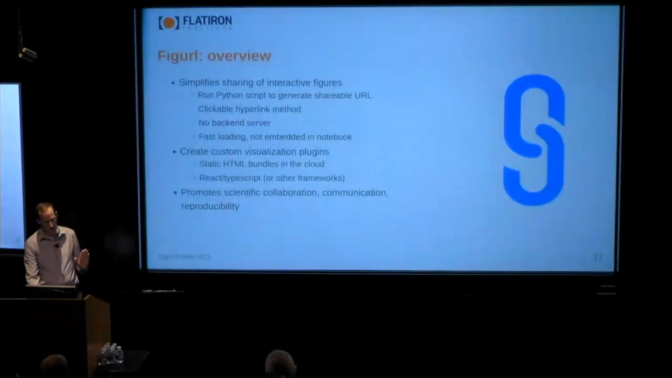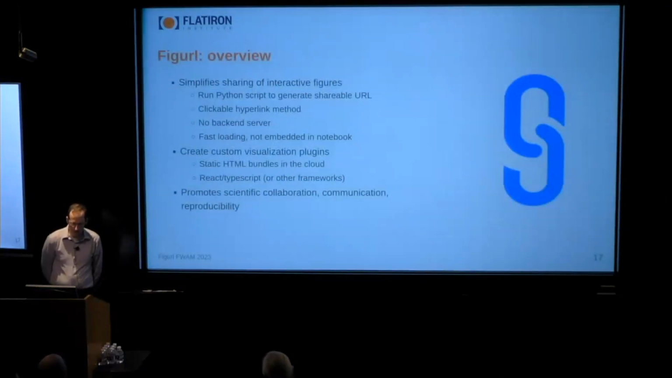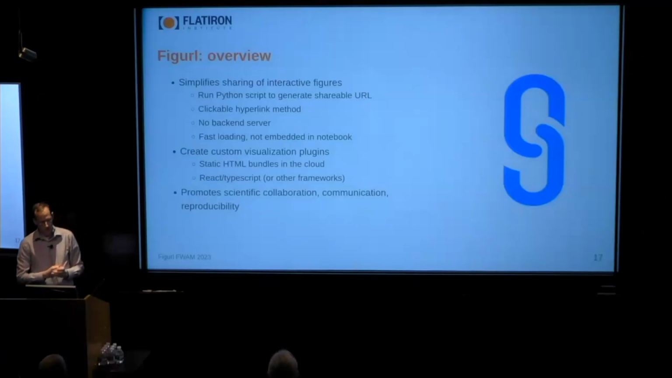So this brings me to FigURL finally. So the goal here is to simplify sharing of interactive figures. So you run a Python script and generate a shareable URL, and then use the clickable hyperlink method to distribute that to somebody else, just like Neuroglancer. So no backend server. Hopefully it's loading quickly. And you can create custom visualization plugins.